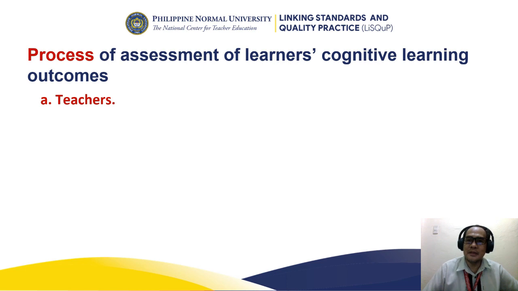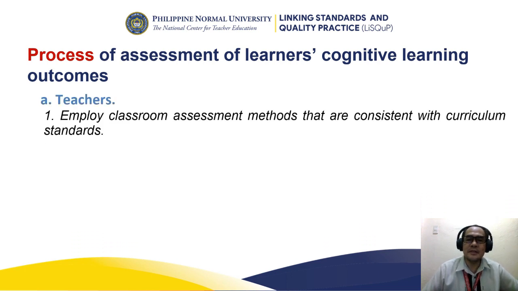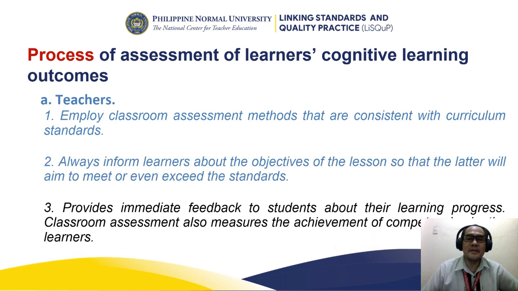Process of assessment of learners' cognitive learning outcomes on the part of the teachers. Number one, use classroom assessment methods that are in line with curriculum standards. Second, always discuss the lesson's objectives to your learners so that they can strive to reach or even surpass them. Number three, provide immediate feedback to learners about their learning process or progress. Assessment in the classroom also evaluates how well learners have mastered certain skills.